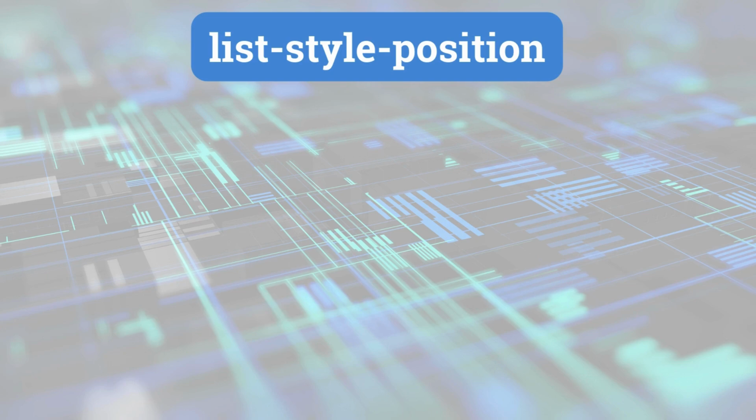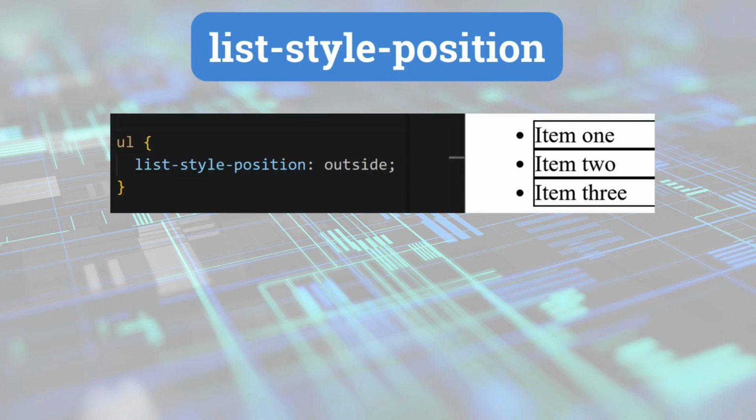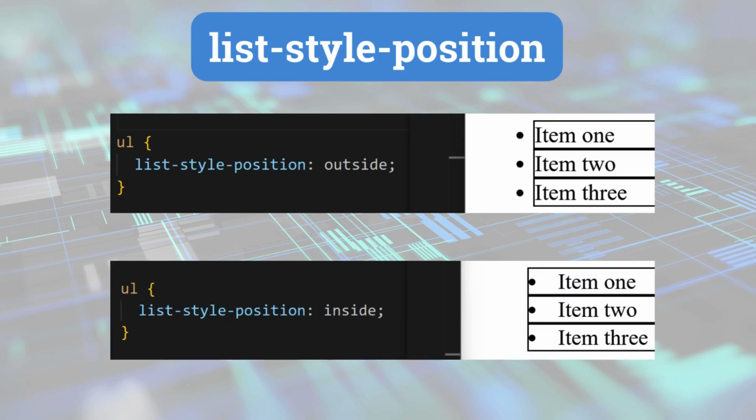List style position. Here we can see an example of list style position outside the main box. Item 1, 2 and 3 and the bullet point outside. Here we can see an example of list style position inside. We can see the bullet point and the item text is actually inside the box.